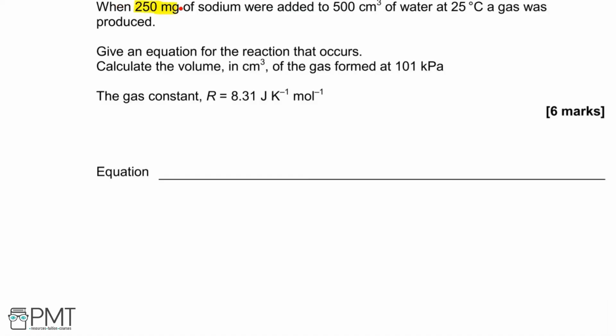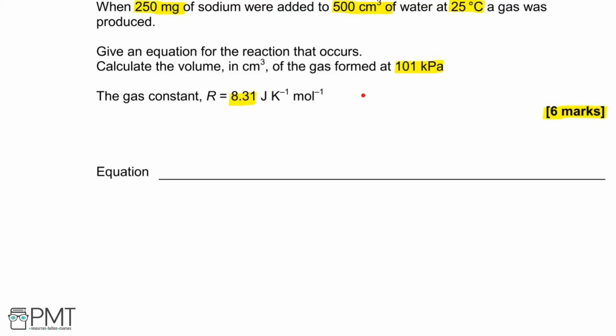When 250 milligrams of sodium were added to 500 centimeters cubed of water at 25 degrees Celsius, a gas was produced. Given the equation for the reaction that occurs, calculate the volume in centimeters cubed of the gas formed at 101 kilopascals. The gas constant R is equal to 8.31 joules per Kelvin per mole. This question is worth 6 marks. So what we will see from the 6 marks is that one of these is for giving the equation of the reaction, and the remaining 5 will be for calculating the volume of gas formed. Of those 5, 4 are going to be working marks, with the final one going for the actual value for the volume of gas.